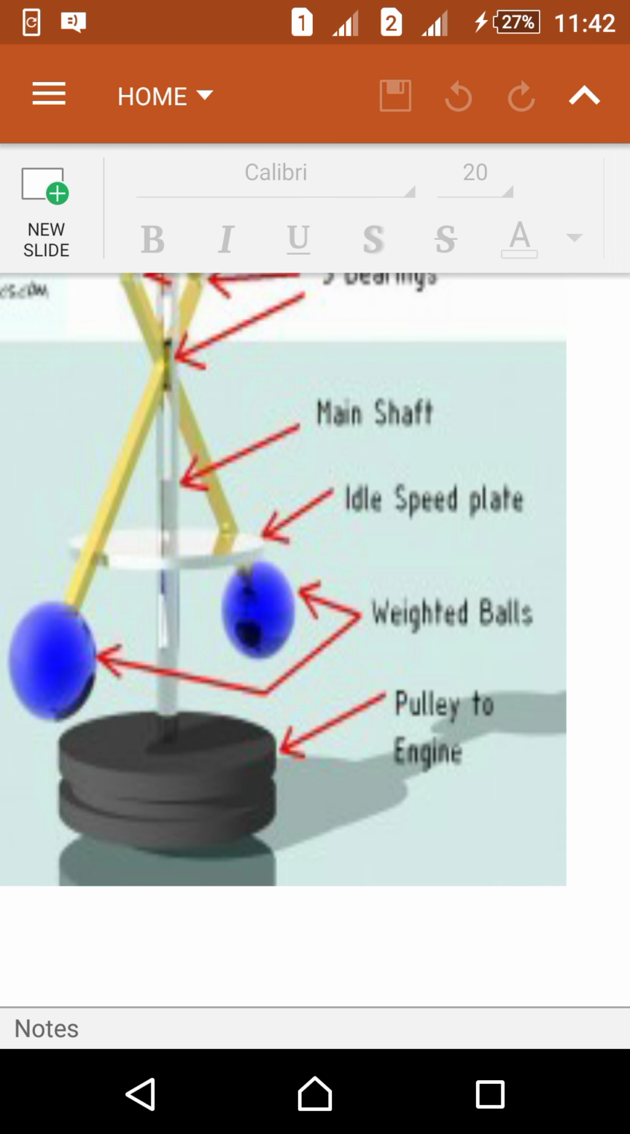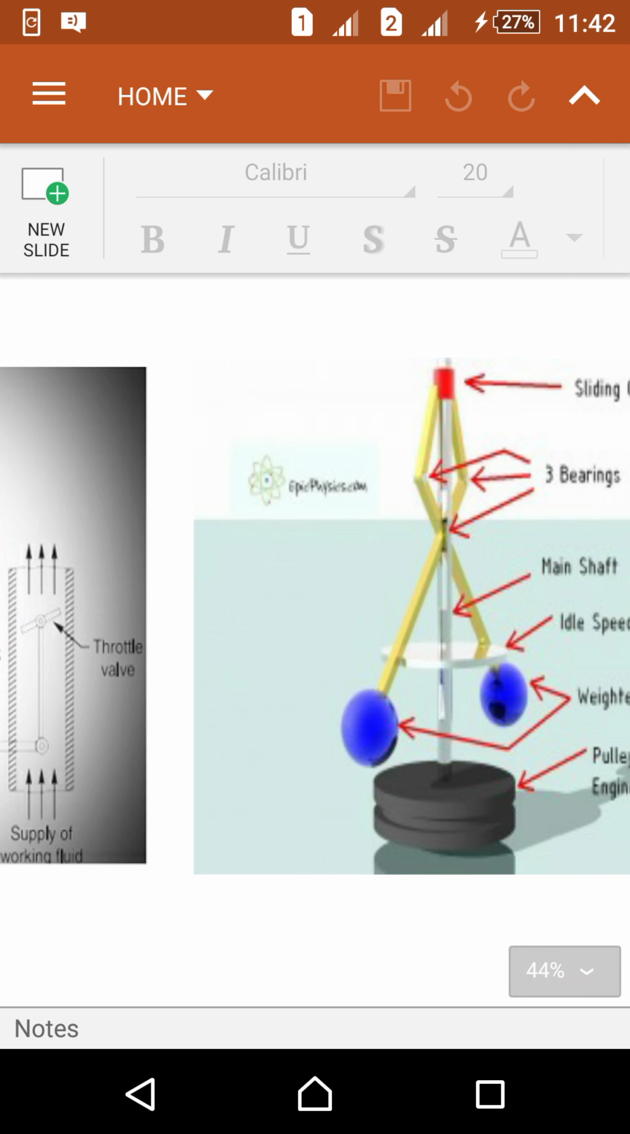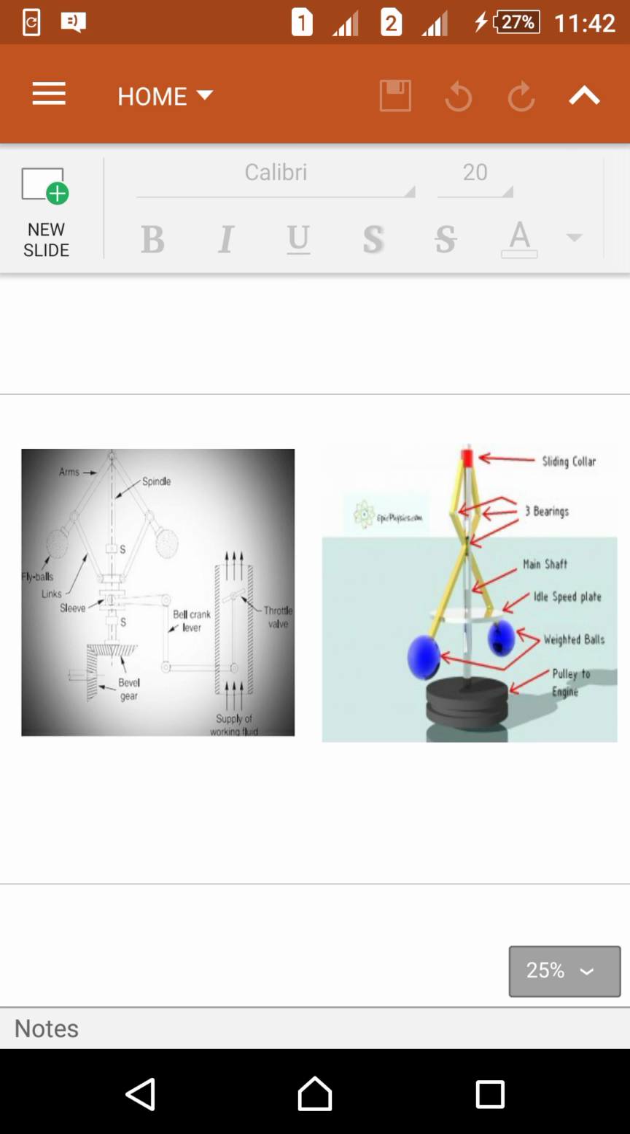The bottommost part of the centrifugal governor is the pulley to engine. It is connected to the engine. These are the parts, and we will discuss the parts' functions.